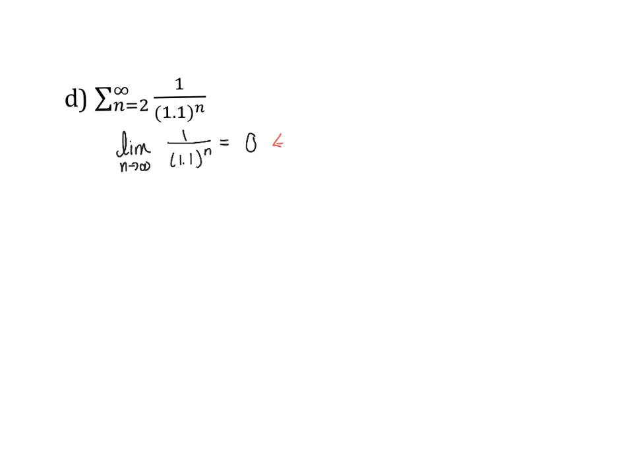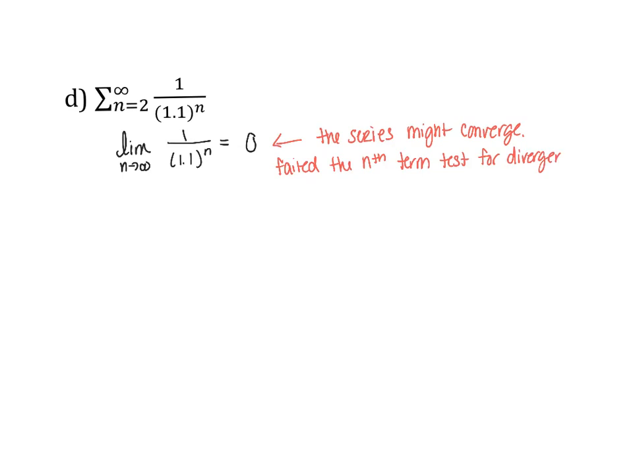But remember, this means the series might converge. So it has failed the nth term test for divergence, but that does not mean that it definitely converges. It means it might converge. I need to use another test.